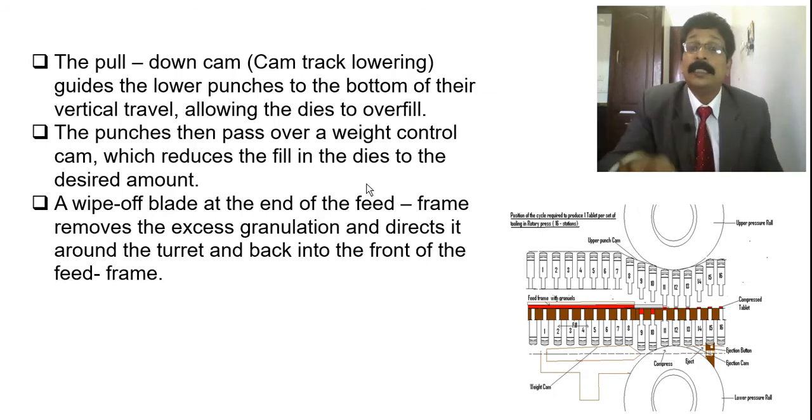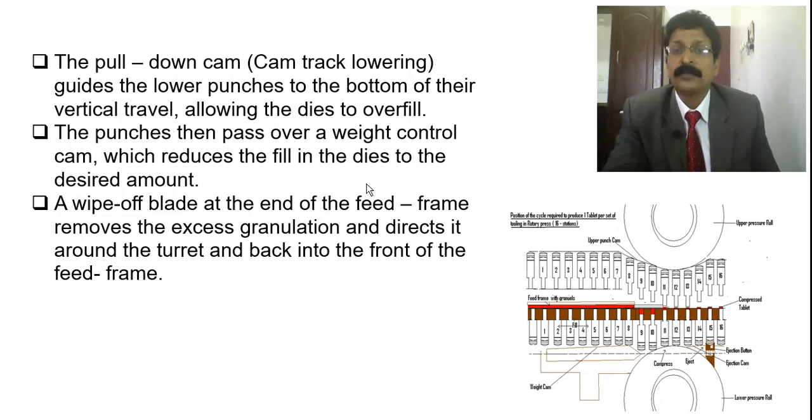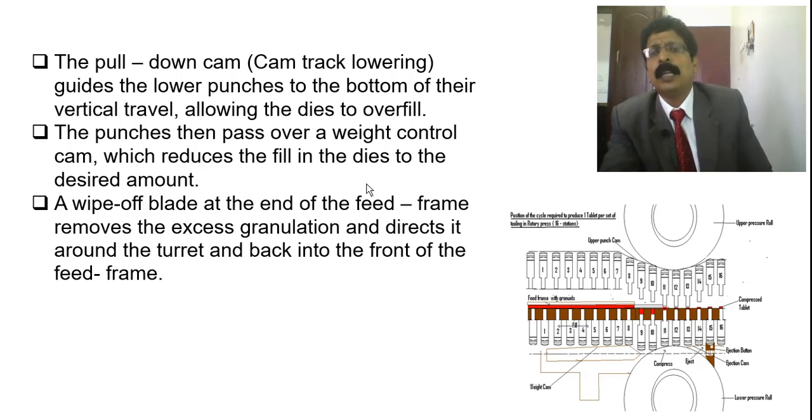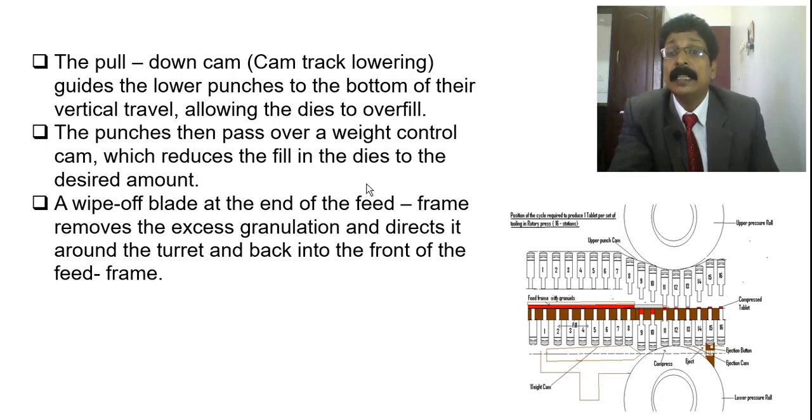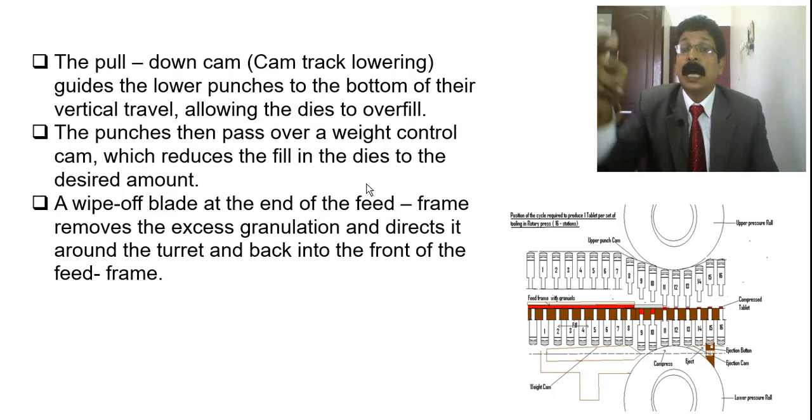I have put numbers also, 1, 2, 3, 4, like that. You can see there is a red color which denotes the feed frame, which is giving the powder. In the 9th and 10th stages, you can see the powder is filled in the die. When you come to 11, the powder is pushed up by the lower punch, and the upper punch is also coming down and giving a press.